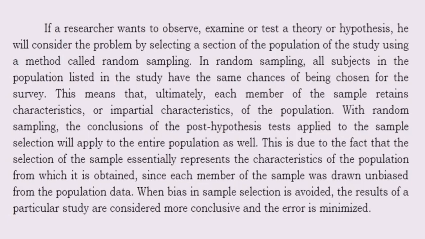With random sampling, the conclusions of the post-hypothesis test applied to the sample selection will apply to the entire population as well. This is due to the fact that the selection of the sample essentially represents the characteristics of the population from which it is obtained, since each member of the sample was drawn unbiased from the population data. When bias in sample selection is avoided, the results of the particular study are considered more conclusive and the error is minimized.